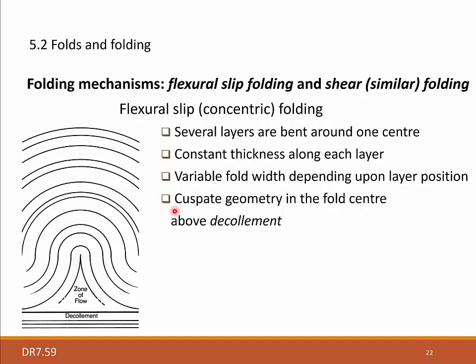Another geometric requirement for flexural slip or concentric folds is the cuspate geometry in the center of the fold, where we frequently find some more ductile material, softer material. Typically these would be siltstone or shale material underneath folded quartzites, and we find a tectonic boundary at the bottom where the folded strata end and are underlain along a tectonic contact by unfolded strata.